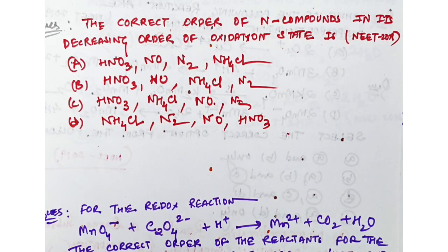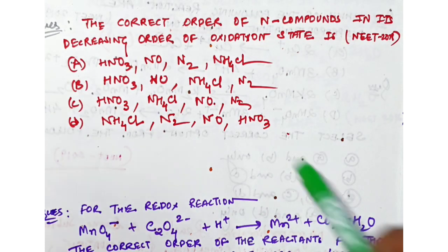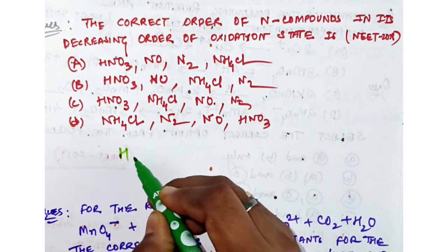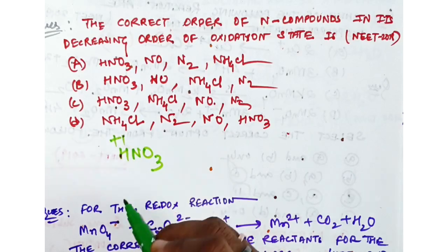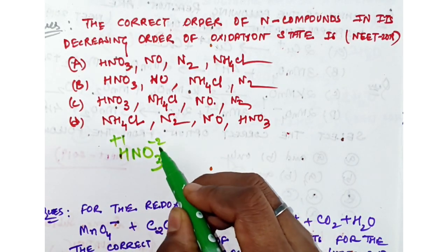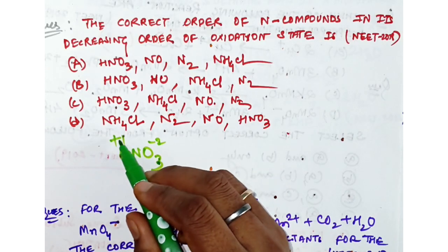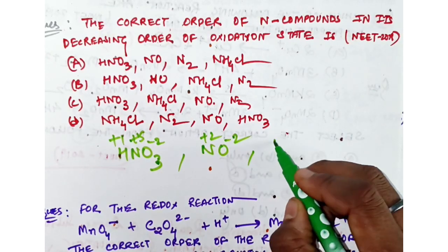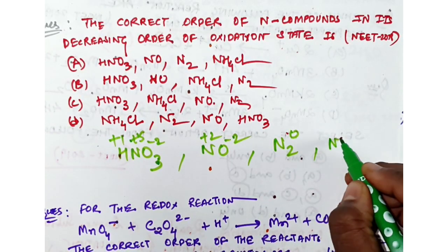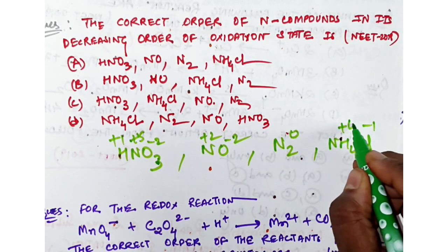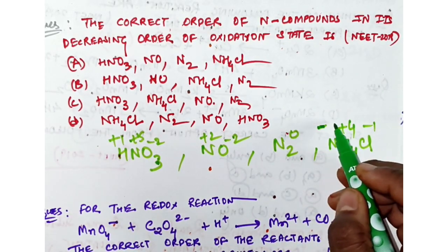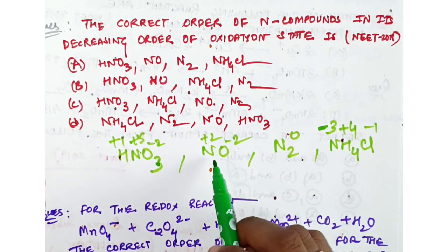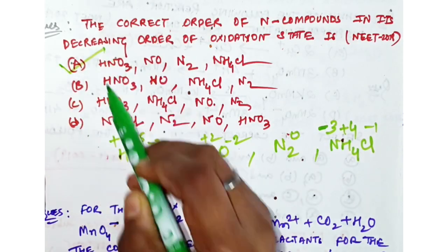So the next question is the correct order of the nitrogen compounds in decreasing order of the oxidation state. So you have to find the decreasing order of the oxidation state. So what you will do, you will write and find the oxidation state. How to find the oxidation state? We know +1 is for hydrogen, then -2, so 3 2s are 6, -6 plus 1, so it is +5 out here. Then for NO, it is -2, so it is +2. For N2, it is 0. And for your NH4Cl, it is -1 plus 4, so it should be -3. So the decreasing order of the oxidation state is +5, the highest, then +2, then 0, and then -3. So A will be your answer.